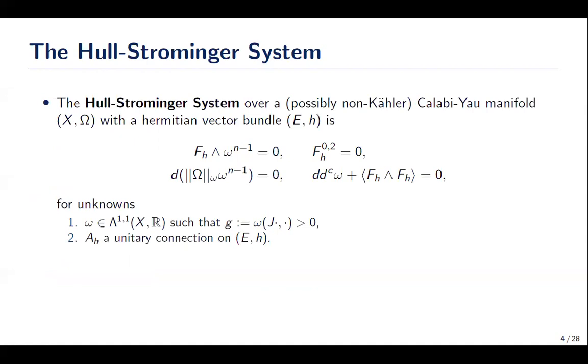We can consider the Hull-Strominger system, which is a system of partial differential equations that one can define over a Calabi-Yau manifold, possibly non-Kähler, so X is a complex manifold, and omega is a holomorphic volume form, with a Hermitian vector bundle. And so it's a system where there are two unknowns. One of them is a unitary connection on the Hermitian bundle, and the other one is a Hermitian metric on the manifold. And well, this is the set of equations.